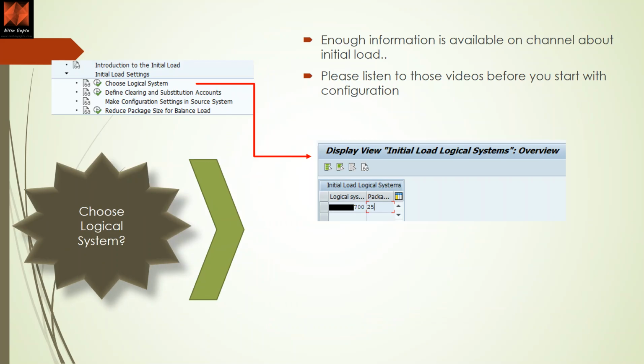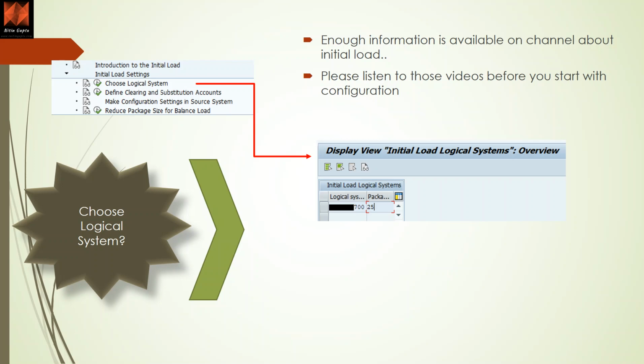Before I start the configuration part, I would recommend, if you want to understand the concept of initial load, do not forget to look at the other videos. I think that's very important: before you jump to the configuration, you should be aware of the concept of initial load, what initial load is, why it is needed, when it is done, and what options are available to the customer. Those are very important aspects before we talk about configuration. And once you are comfortable with the concept, then for sure you should be aware of what the configuration is.